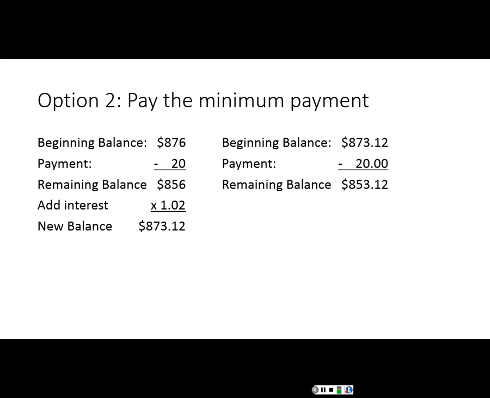Then I'm going to add interest to that amount. So again, it's 2% interest every month. So if I add 2% to what I already have, and I do it in one step, I multiply by 1.02. And now my new balance is $870.18.